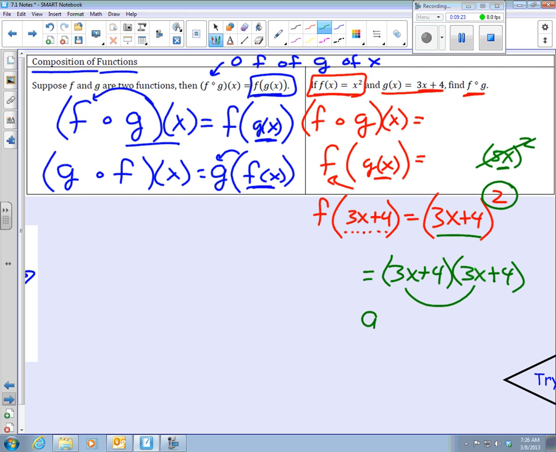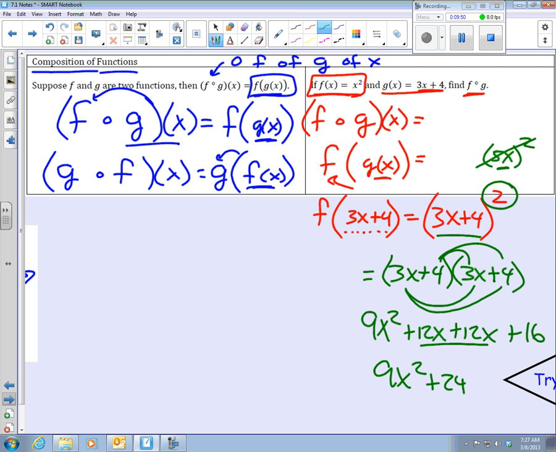But anyway, 3x times 3x is 9x squared. FOILing it out, 3x times 4 plus 12x, 4 times 3x plus another 12x. Finally, 4 times 4 is 16. So my final answer of fog of x, or f of g of x, is 9x squared. This adds up to 24 plus 16. And there we go.